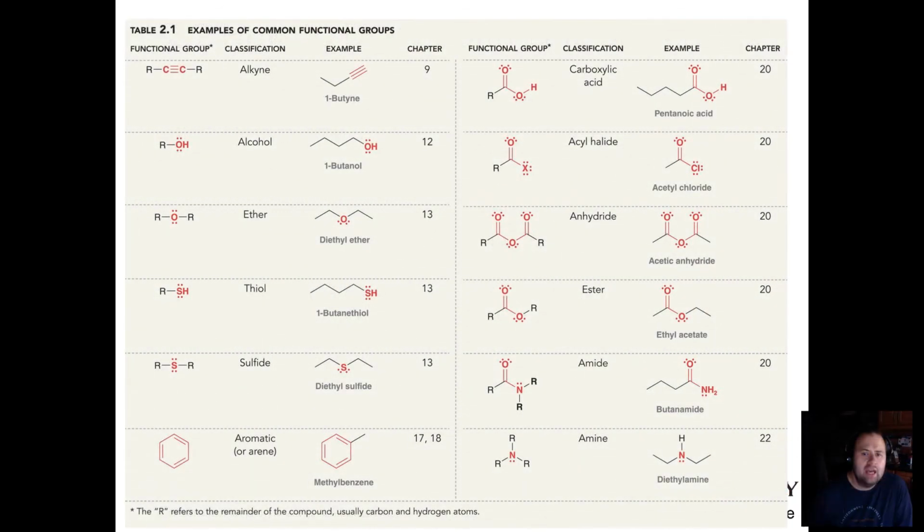So here we have a series of examples of common functional groups. Now the previous slide showed you an alkene, which is carbon that's double bonded to another carbon. We also see here an alkyne, which is a carbon triple bonded to a carbon. These I don't typically have you point out as functional groups in functional group problems.